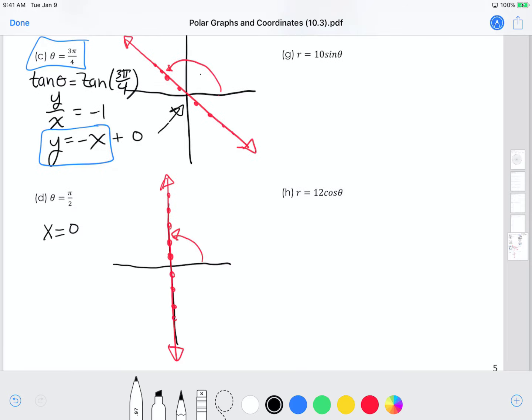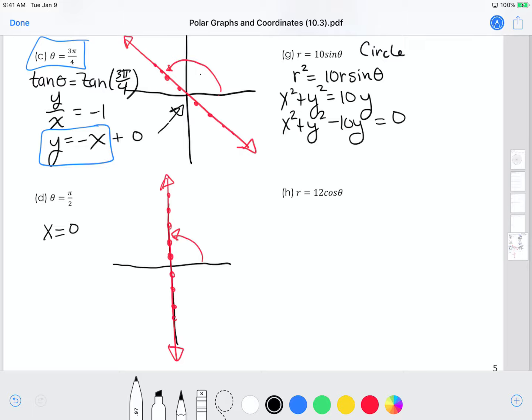In example G, this is actually a circle in polar form, but it doesn't have the origin as a center, so it's been shifted. So what I'm going to do is multiply both sides of the equation by r. So I get r squared is equal to 10r sine theta. I can rewrite r squared as x squared plus y squared. I'm going to replace the r sine theta with y, so I have 10y. Now I'm going to subtract 10y from both sides. And now I can complete the square to find the center of my circle.